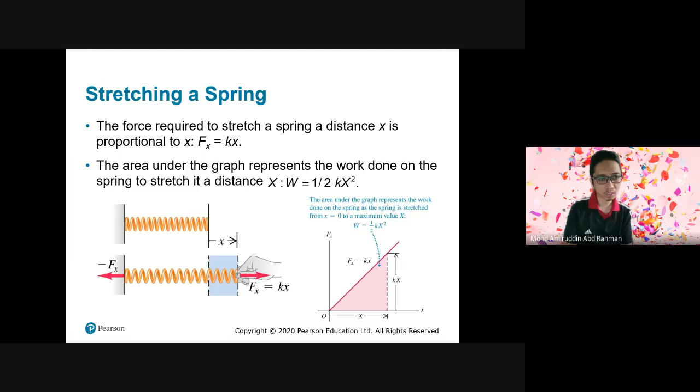Okay, if you stretch the spring, when you pull here, then you have a force Fx at a certain distance. For example, like this one. So you have another force pulling on, so minus Fx, and then this is plus Fx. Over there, the force is in equilibrium.